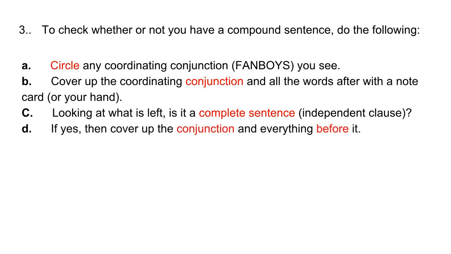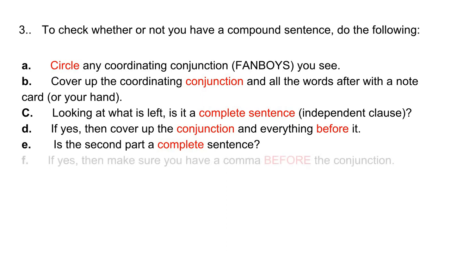If yes, then we're going to check the other side. We're going to cover up the conjunction, that same FANBOY, and we're going to cover up everything before it. And we're going to ask ourselves, is the second part a complete sentence? Does it have a subject, a verb, and a complete thought? If so, if yes, then make sure you have a comma before the conjunction. Remember, we can't join two sentences with just a conjunction. We can't join two sentences with just a comma. If we try to join it with just a comma, that's a comma splice. If we try to join it with just a conjunction, that's a run-on. So that comma and conjunction go together if we have two sentences.